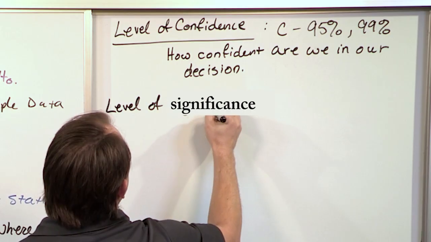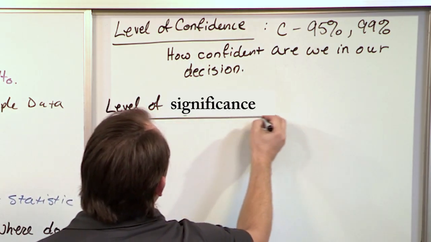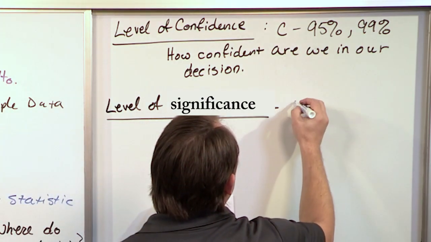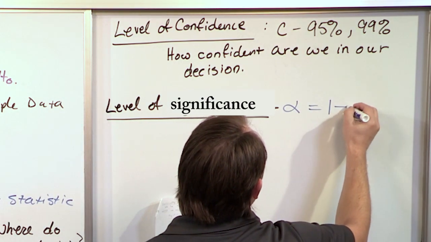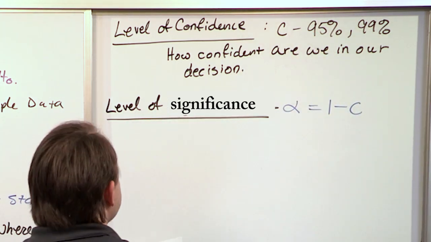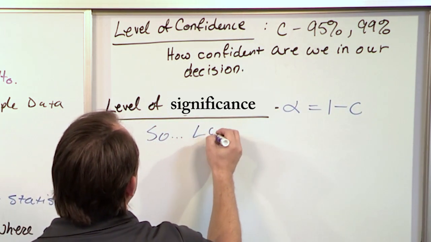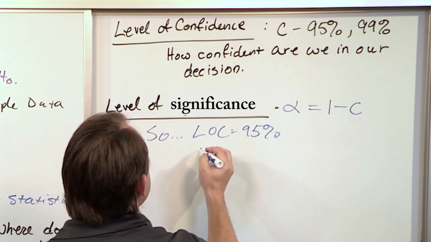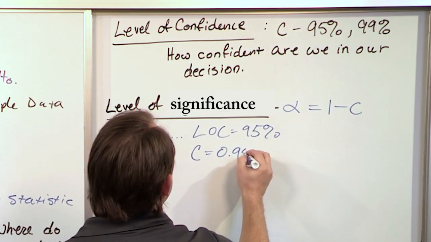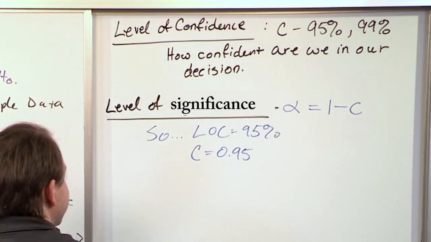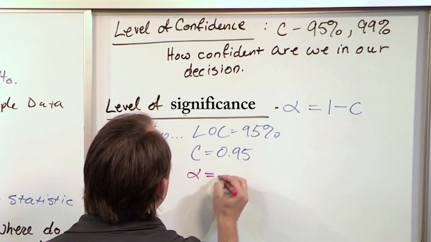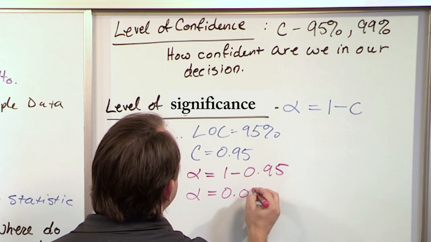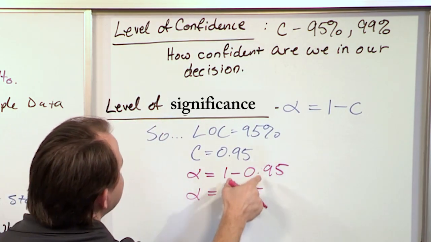And I've covered this a lot in confidence intervals, but I'm writing it here because I just want to make sure everybody has it in one place. Basically, we call that alpha, and that's 1 minus the level of confidence. So, if the level of confidence is 95%, then that means that C is 0.95. And in that case, alpha would be 1 minus 0.95. So alpha would be 0.05. So you see, C plus alpha always add up to 1.